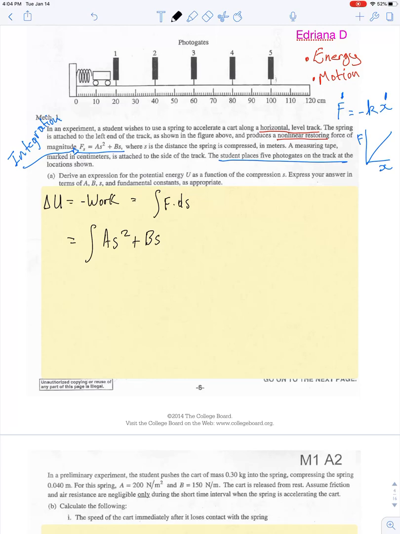Let's see if we could get this going. So when I integrate this, I raise the power plus 1, so that gives me s cubed, and I divide by the power that's there. Remember, for integration, it's just rules, basic rules.